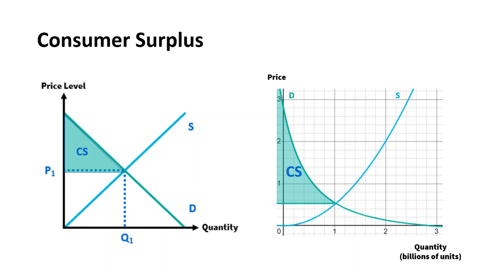In that case, the consumer surplus is simply the area of a triangle, which you can see shaded in on the image on the left. Regardless of whether or not the supply and demand curves are linear, consumer surplus can be calculated as the area under the demand curve and above the equilibrium price.